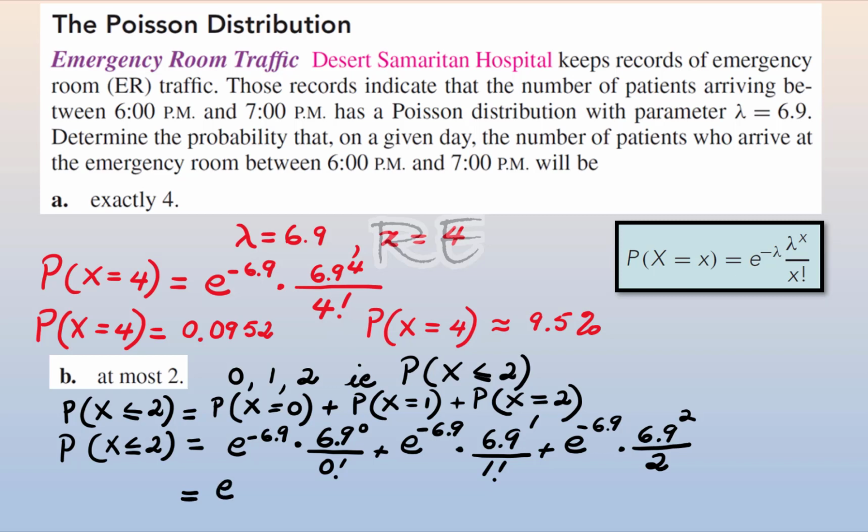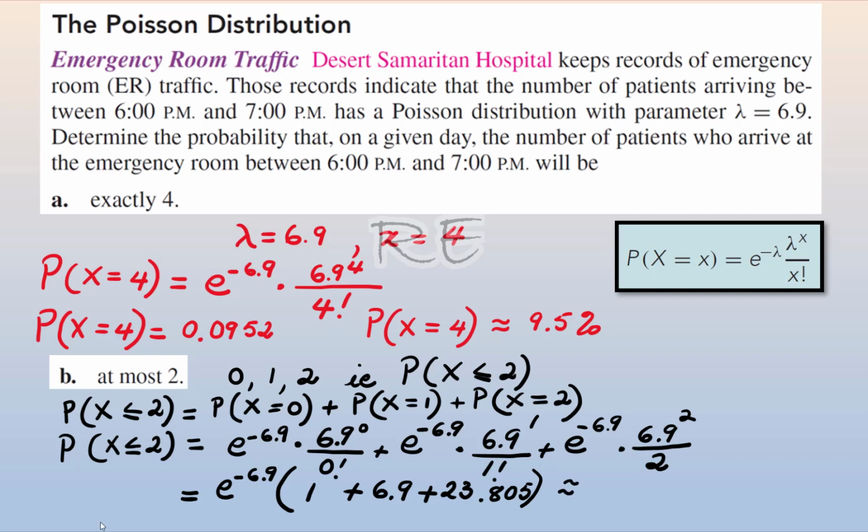E to the negative 6.9 is a common factor. 6.9 to the 0 is 1 over 0 factorial, which is also 1, plus 6.9 to the first is 6.9 over 1, so it's 6.9, plus 6.9 squared over 2, and the decimal value is 23.805.